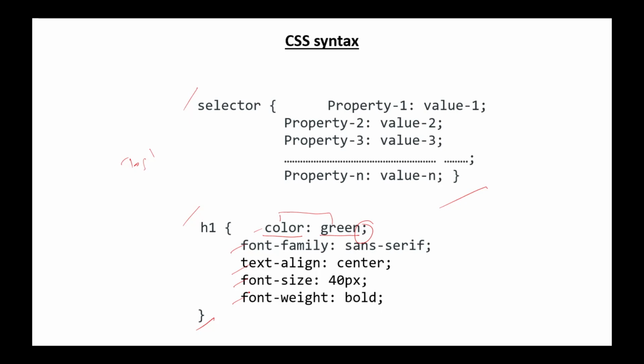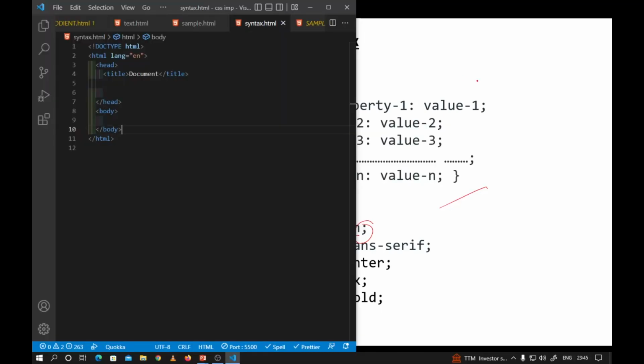So in how many ways can we provide the selector name? A single tag name, multiple tags with common properties, a particular ID for a particular element, multiple tags having a common class name, and the universal selector. So how do we implement these basic selectors and basic properties? We are not focusing in depth right now, only on how we place selectors, and only a couple of properties. So open Visual Studio Code, and I have chosen one sample document.